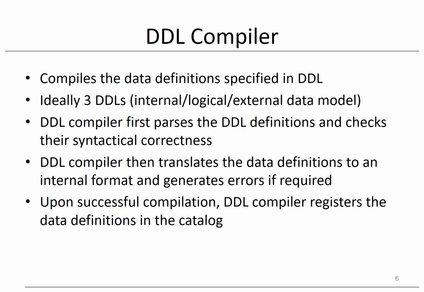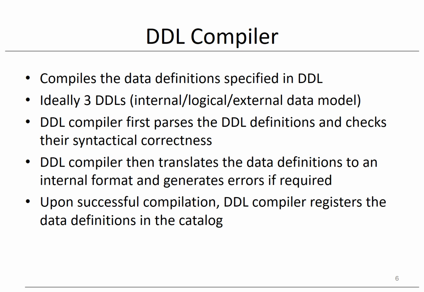The DDL compiler compiles the data definitions specified in DDL. Ideally, the DBMS should provide 3 DDLs, one for the internal data model, one for the logical data model, and one for the external data model. Most implementations, however, have a single DDL with 3 different sets of instructions. This is the case for most relational databases that use SQL as their DDL.